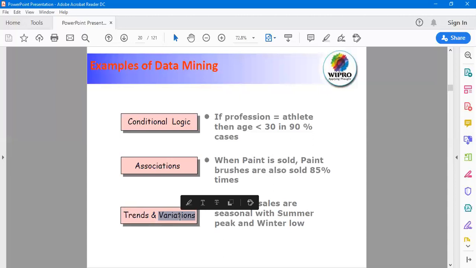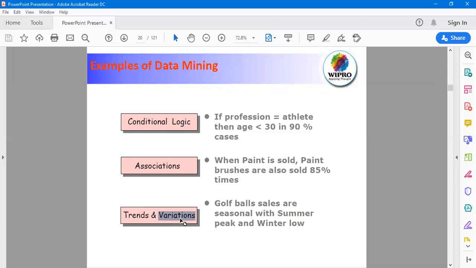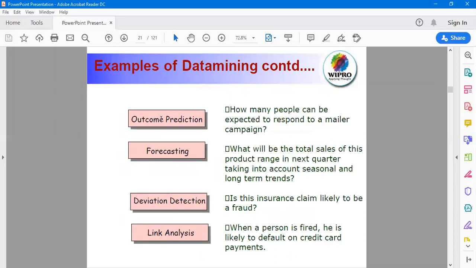You understand what topic we are learning. The topic is data mining and machine learning techniques. Why are we learning these techniques? Ultimately, in the data mining process, we had learned about pattern evaluation, so we are trying to find out the patterns. Trends and variations is also one of the pattern mining techniques. Next is outcome prediction. What is the example? How many people can be expected to respond to a mailer campaign? Similarly, forecasting.